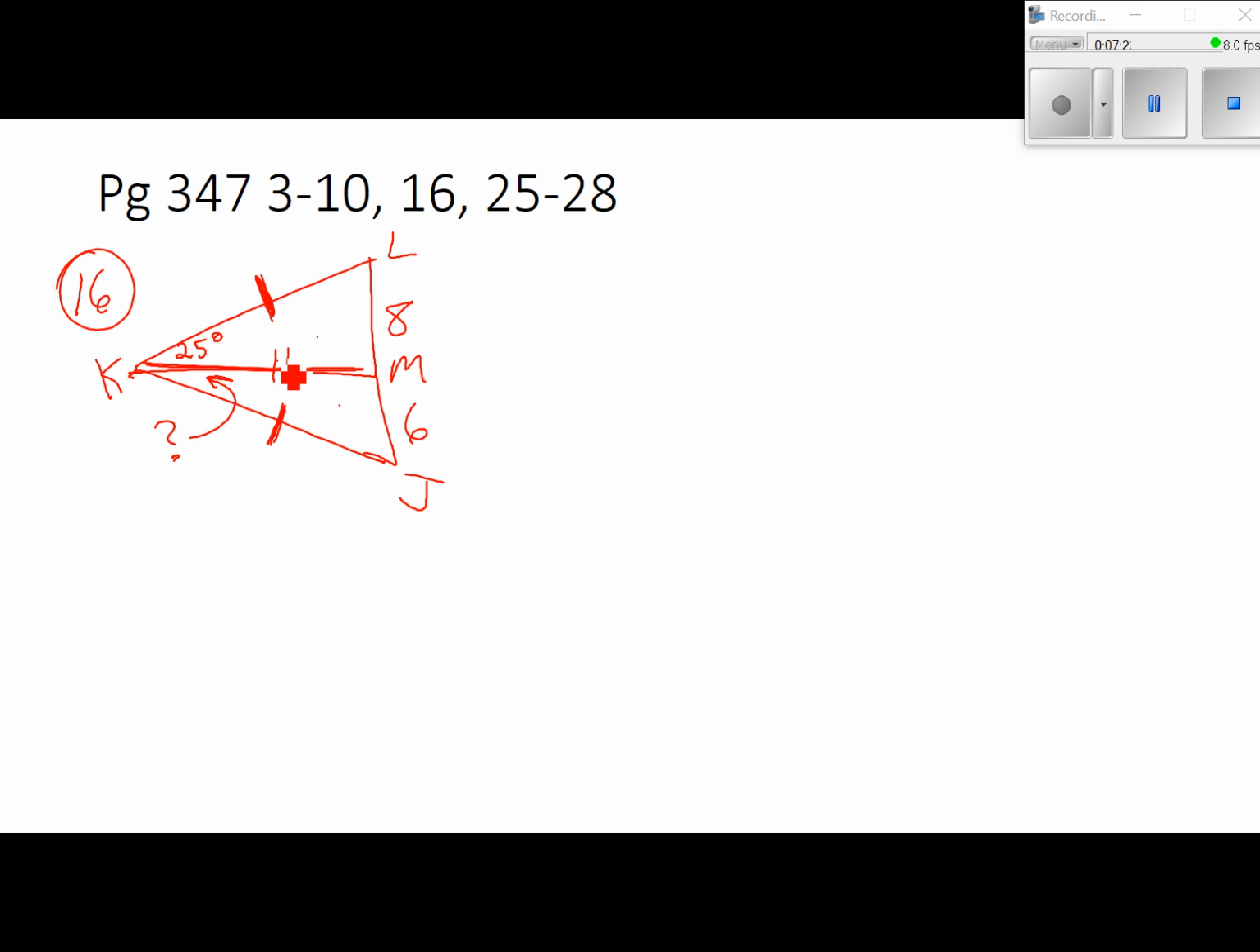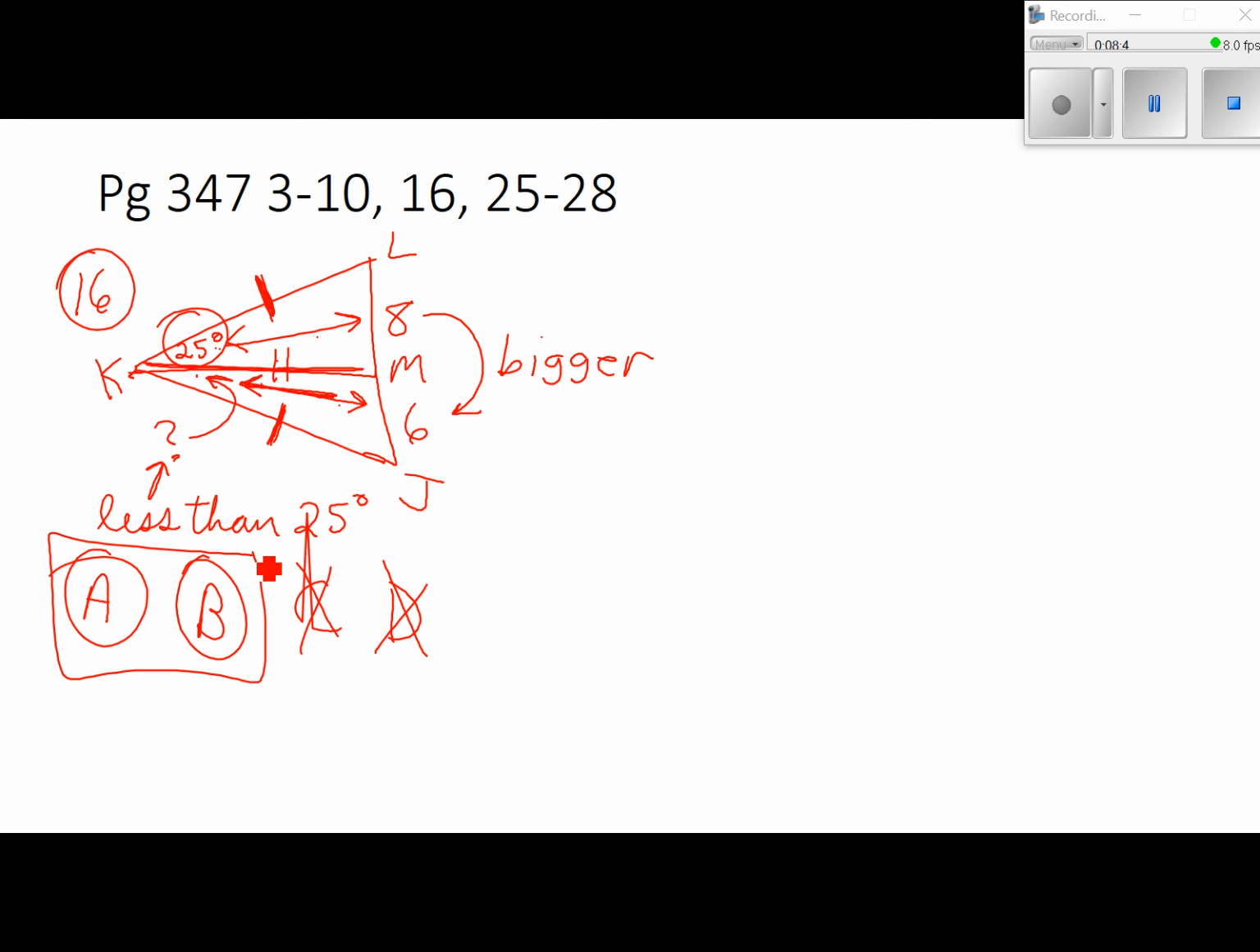Now, if we look at our answers, A is 15. They're asking what are the possible answers. A is 15 degrees. Well, that's less than 25, so A would work. B is 22 degrees. That's less than 25, so that would work. C is 25 degrees. That's not less than 25, so C won't work. D is 35 degrees. That's not less than 25, so that won't work. So your two answers are A and B.